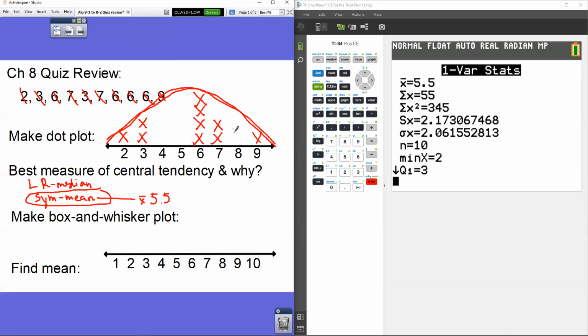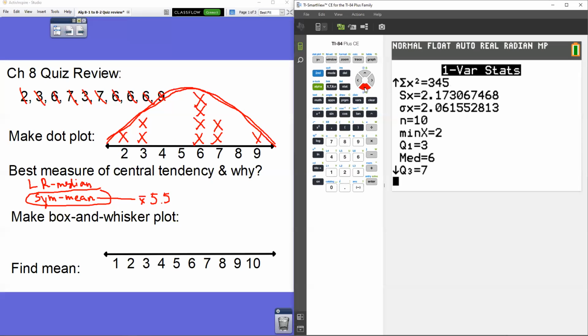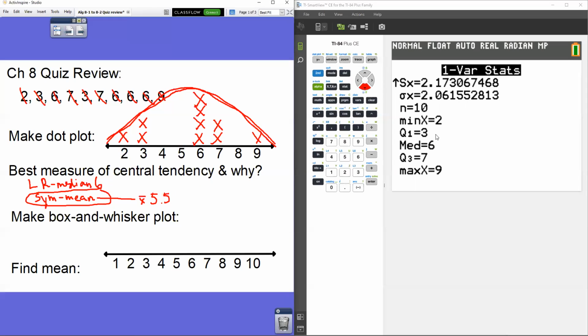If it was skewed left or skewed right, we'd have to use the median. You remember, you have to scroll down using the arrow pad to find the median. The median here would be 6. Here is our 5-number summary. We have our min, our max, our Q1, our Q3, and our median all the way down at the bottom. But again, when you have a dot plot, these are the numbers that you have to type in, the numbers for the X's. So you have one of the 2's, it's our data.